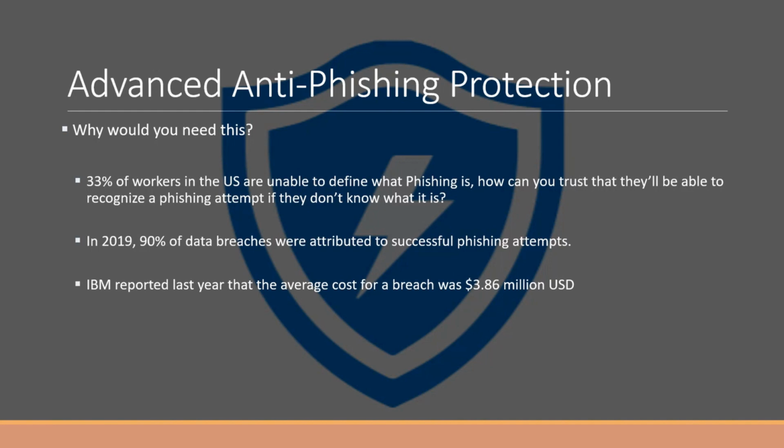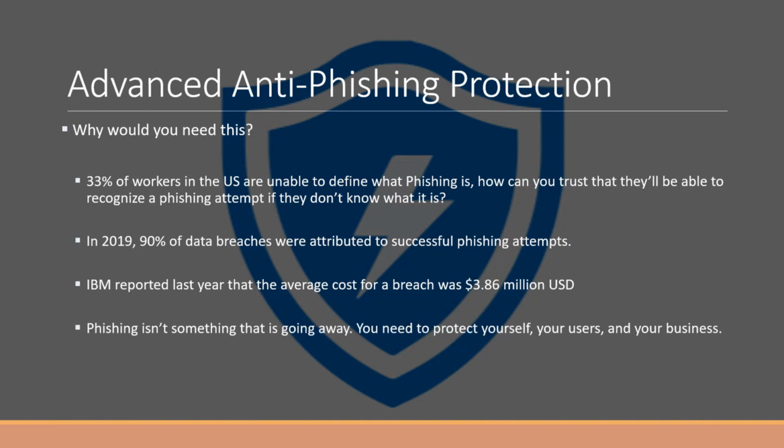IBM reported last year the average cost for a breach was $3.86 million US, and phishing isn't something that's going away. You need to protect yourself, your users, and your business. If you can't trust the user, the advanced anti-phishing takes the controls out of their hands and stops the phishing attack before it even gets to their email, before they even have a chance to click on it.